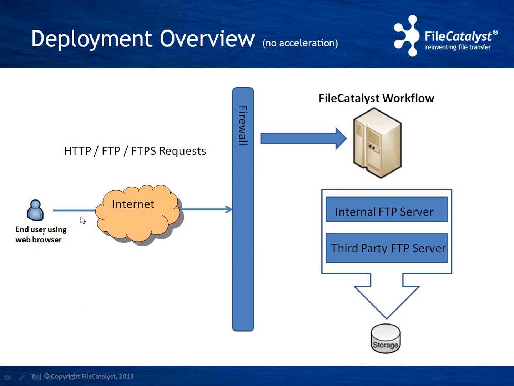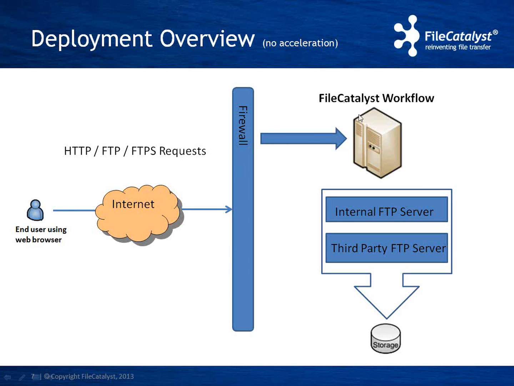So when the user connects, the user will connect through the internet. They will either be uploading a file or downloading a file via the internet, and it's all going to be going with the traditional HTTP, FTP, or FTPS requests. The reason why we have 3 is that there could be some auto detect. If FTP is, for example, blocked, FileCatalyst Workflow will auto detect and change the protocol to HTTP to allow it to go through the firewall.